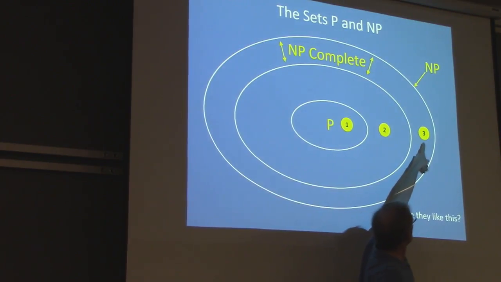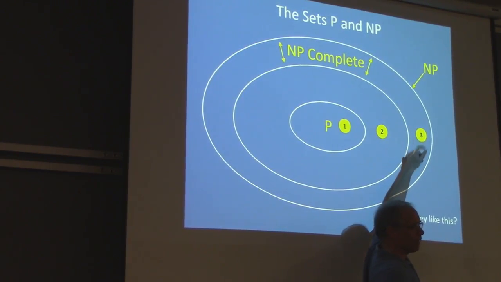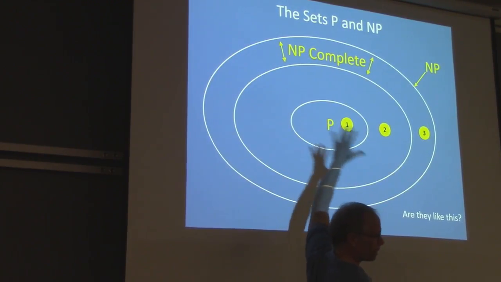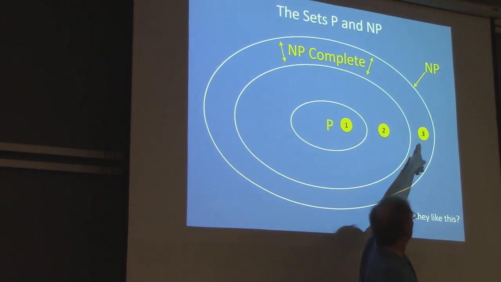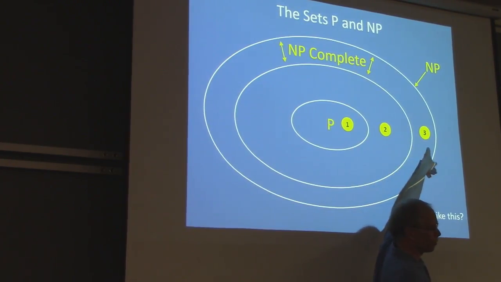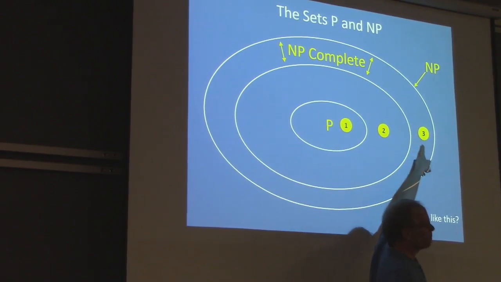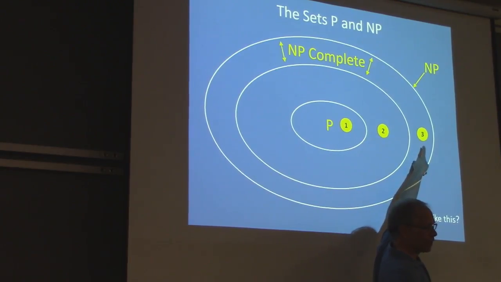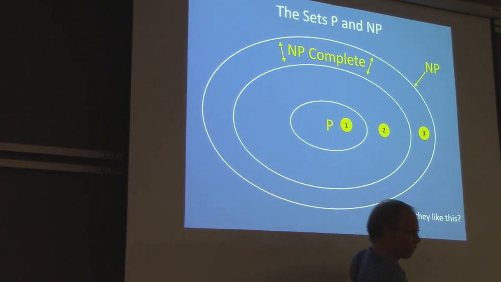So 3 is an NP-complete problem. Since it's an NP-complete problem, by definition, that means that every other problem in this set reduces to it in polynomial time. So 1 reduces to 3 in polynomial time. 2 reduces to 3 in polynomial time. 4 is here, it'll reduce to 3 in polynomial time. 3 will reduce to 4.